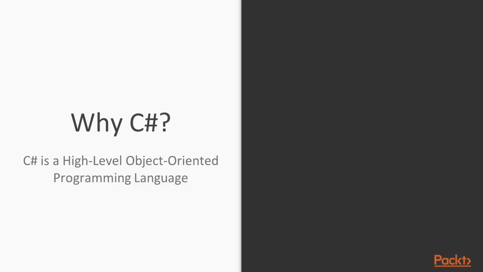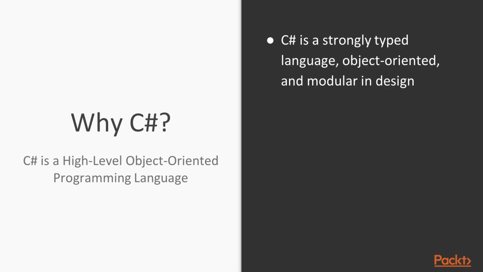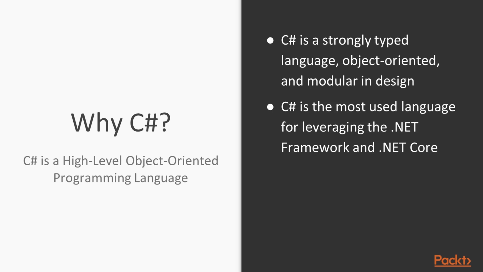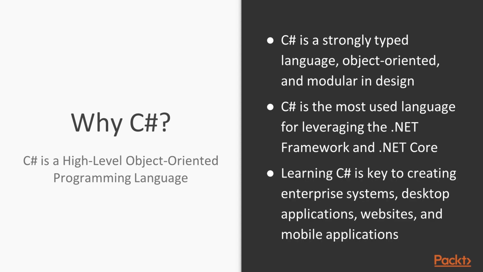So why C#? C# is a higher level object-oriented programming language. It's a strongly typed language. It is object-oriented, and it's modular in its design, which allows us to use all those object-oriented features. C# is the most commonly used language in the .NET Framework and the .NET Core applications. And learning C# is key in using the .NET Framework and .NET Core to create enterprise systems, desktop applications, websites, and mobile applications.